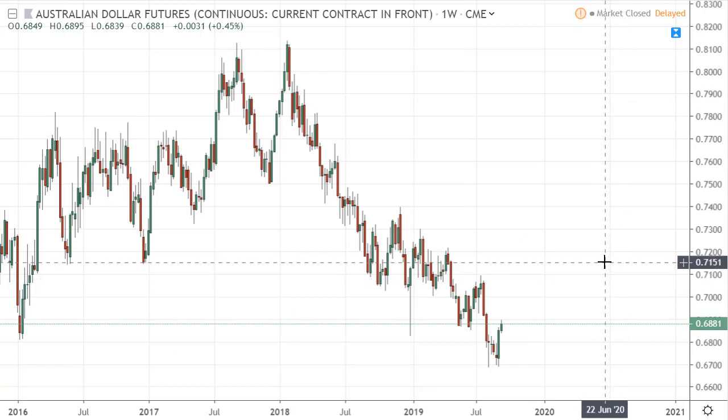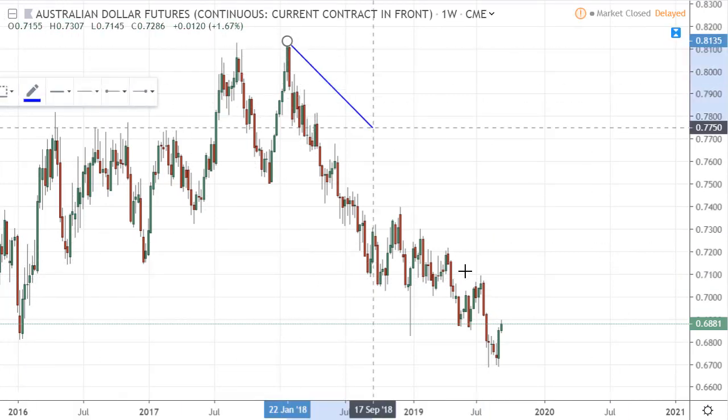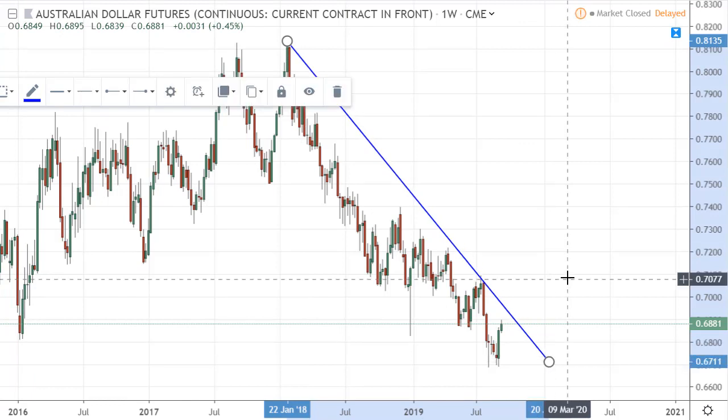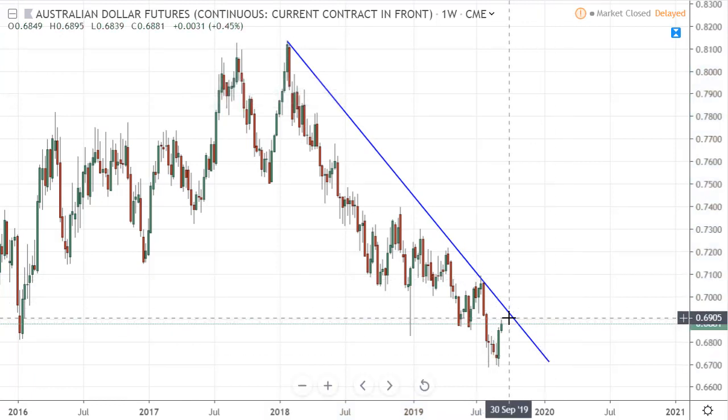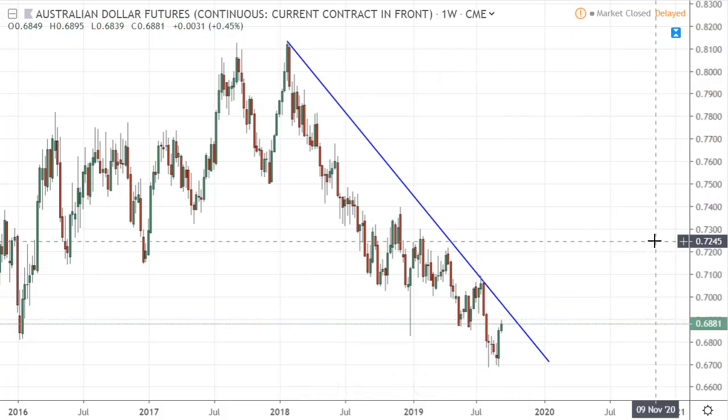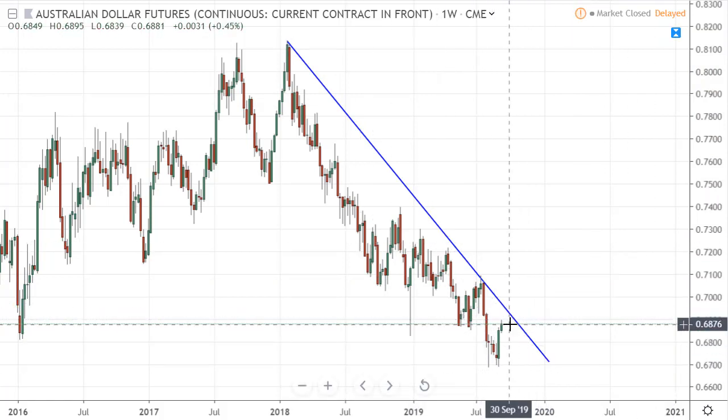Australia, of course, is very weak. It's been in a downtrend for quite a long time. You know, what can I say? Now it's pulling back into this trend line, maybe getting ready for another sell-off, or maybe it's time.